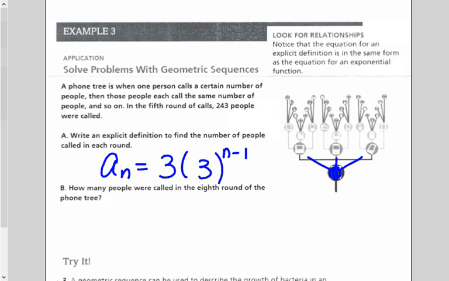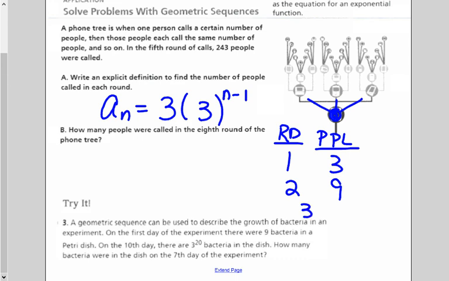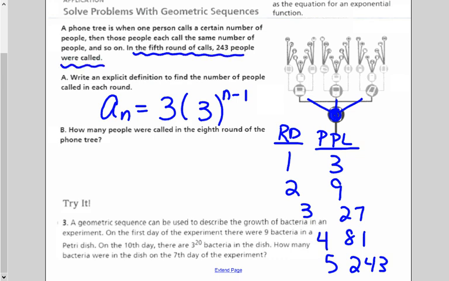So in round 1, let's just check here. Round 1, how many people would be reached or called? How many calls were made? There would be 3 calls made. In round 2, there would be 9 calls made. In round 3, 27, round 4, 81, and round 5, there'd be 243 phone calls made, because we're just multiplying by 3 every time. And there it is. In the 5th round, 243 people were called.